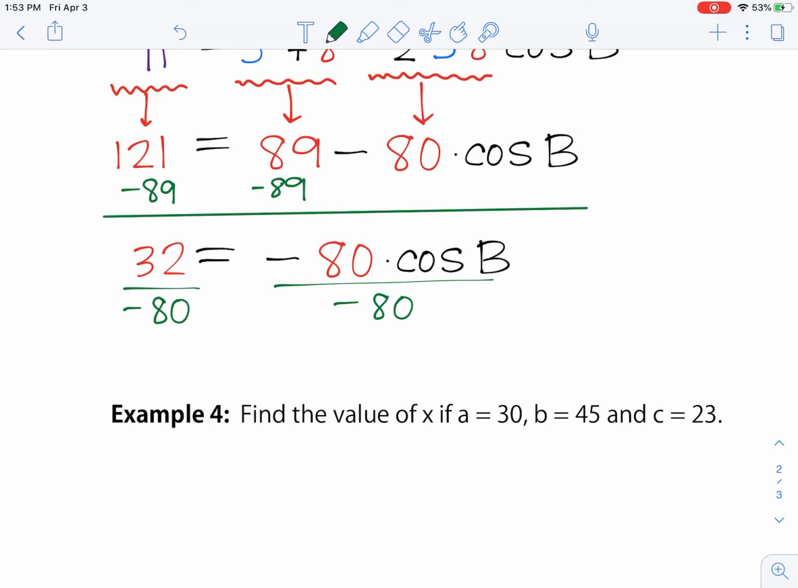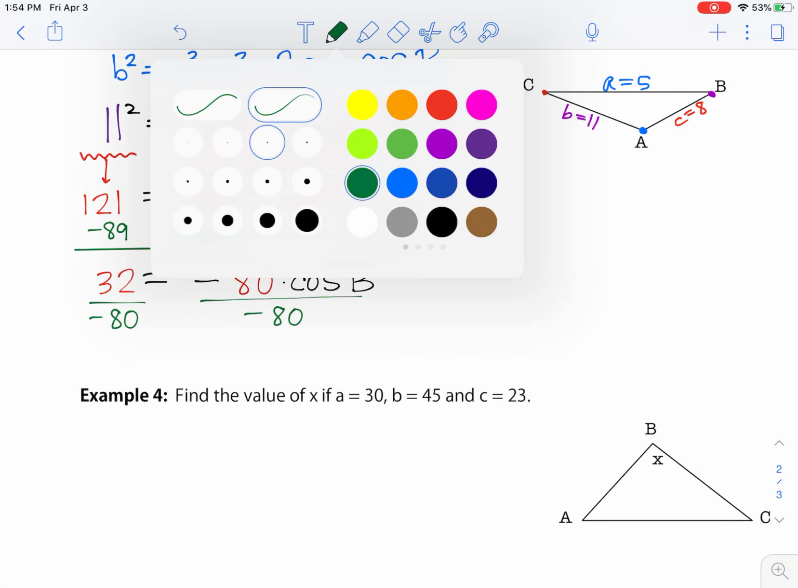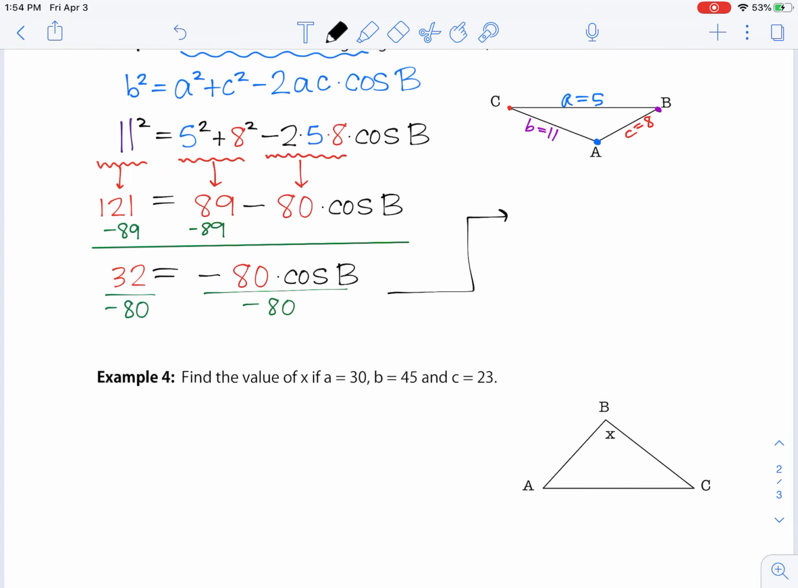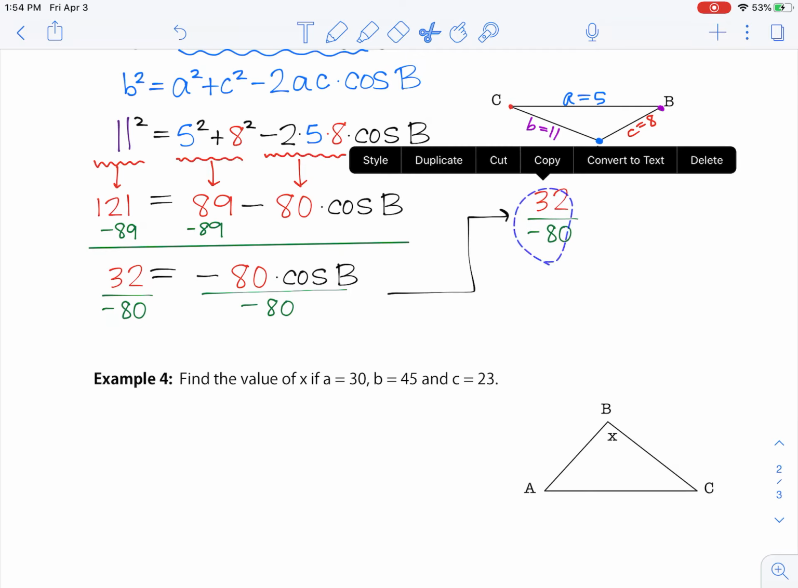Now this is when things can start getting a little messy, because not all of these fractions are going to simplify very kindly. Feel free to simplify the fraction if you'd like, but you could just leave it as 32 divided by negative 80. It's not going to hurt to enter that in the calculator in that way. All right, since I'm running out of room there, I'm going to scooch over here. So we have 32 divided by a negative 80, which I'm just going to leave as that.